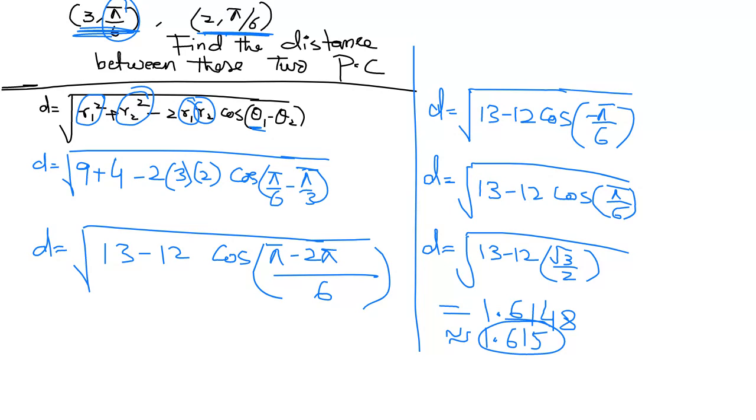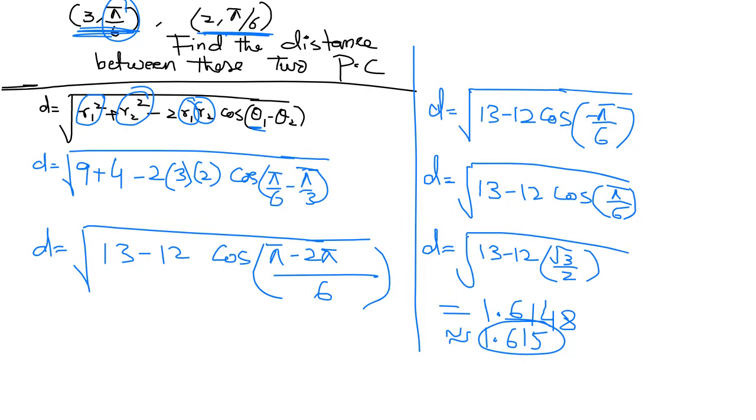So this is the method, this is the formula where you can find the distance between two polar coordinates. Any polar coordinates that are given, by using this formula you can easily find the distance between them. Okay, any question? This is for the polar coordinates.